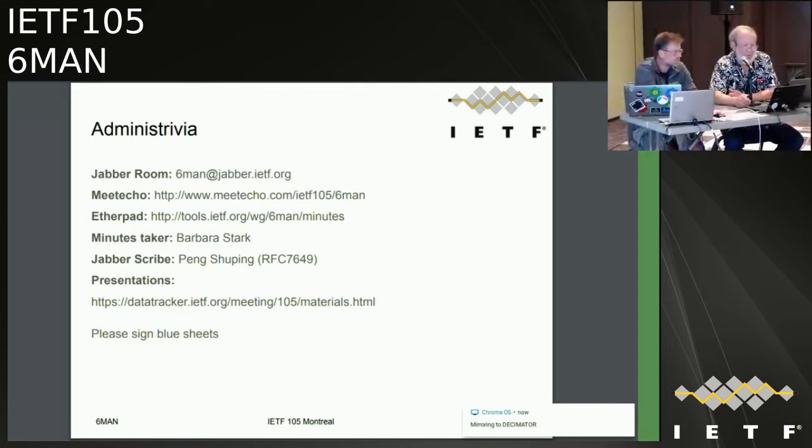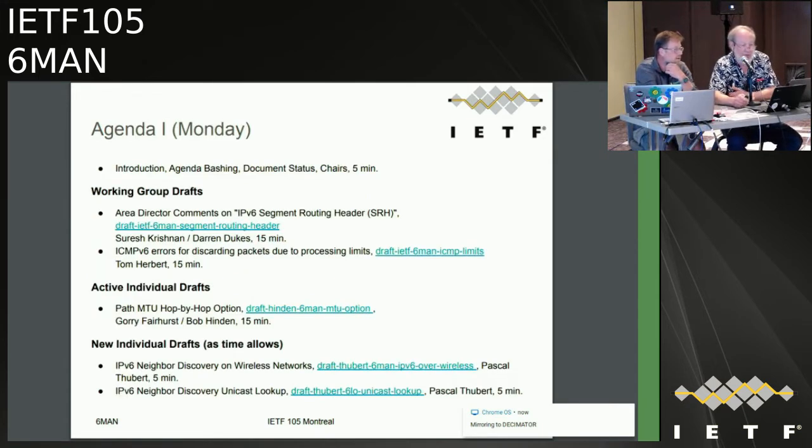We have Barbara and Peng doing minute taker and JabberScribe. There's all the links. So going over the agenda, we're doing the intro and document status. We have two working group items. We have area director comments on the SRH draft, which Darren will be going through briefly. We have Tom Herbert's ICMP errors draft, which we'll discuss, followed by the path MTU hop-by-hop option. And then we have two individual drafts that Pascal is presenting.